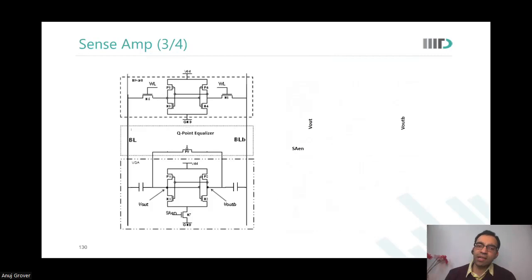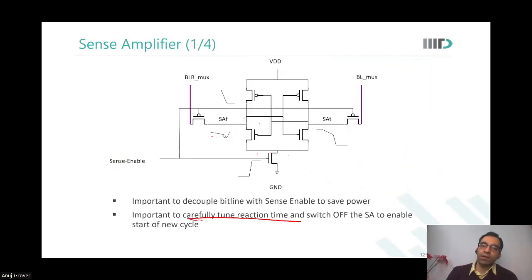In the previous design that we looked at, bitline and SAT and SAF nodes were connected with each other during the reset mode. What that also meant was that they had to be at the same voltage. You could not operate the sense amplifier at a voltage different than the memory array.